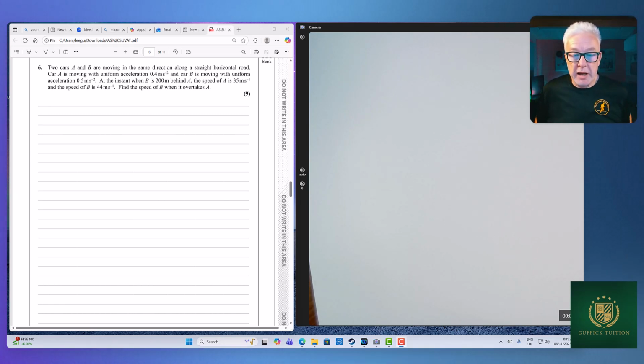Hi everyone, we've got here a super tricky SUVAT question. I thought it'd be good to have a look at this one because it's worth 9 marks and it illustrates some really quite advanced thinking on SUVATs.